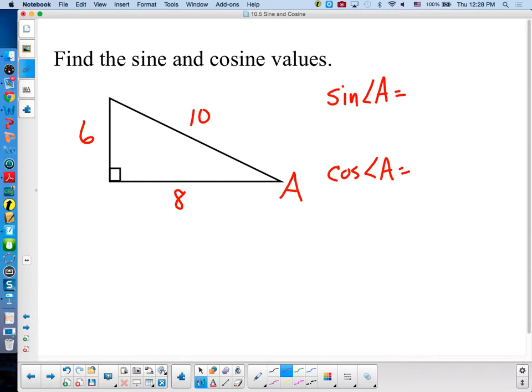What side over what side? Sine is opposite leg over hypotenuse. Go from angle A, which leg is opposite, and what's the hypotenuse? Fraction and decimal. Angle A, opposite would not be, yeah, this is, so I got it backwards.